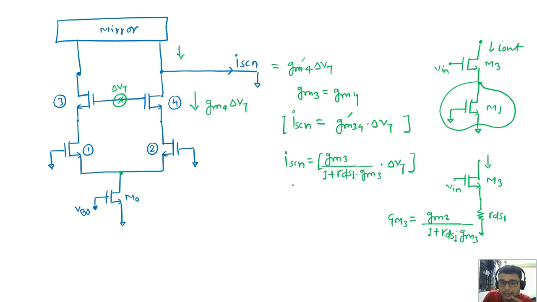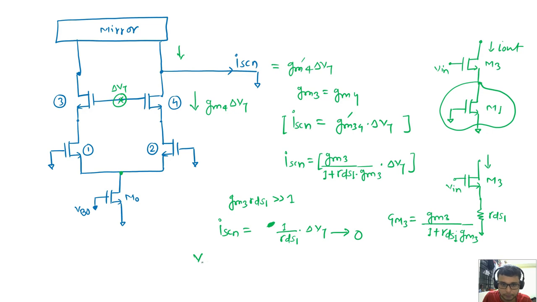4 is negligible. If I consider that GM3 RDS 1 is much greater than 1, then this output short circuit current is nothing but 1 upon RDS 1 times del VT. So RDS 1 is of some higher order resistance, so we can see its effect is negligible or it is going to nearly 0.